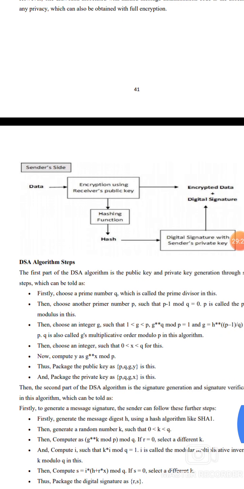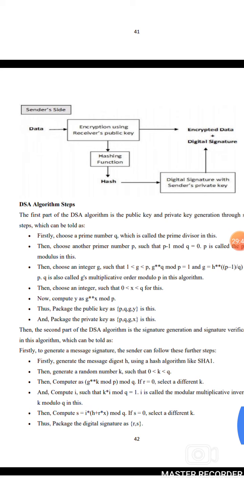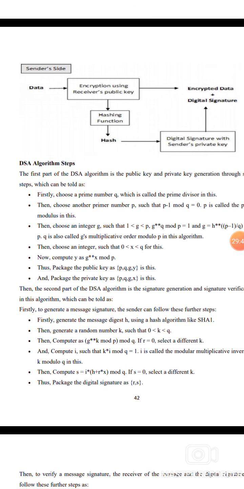On the sender side, the data is encrypted using the receiver's public key, then goes to the hashing function. The hash technique is used. The encryption uses the receiver's public key to encrypt the data plus a digital signature. The digital signature is made with the sender's private key using this hash. The DSA algorithm has the different steps defined in this diagram.